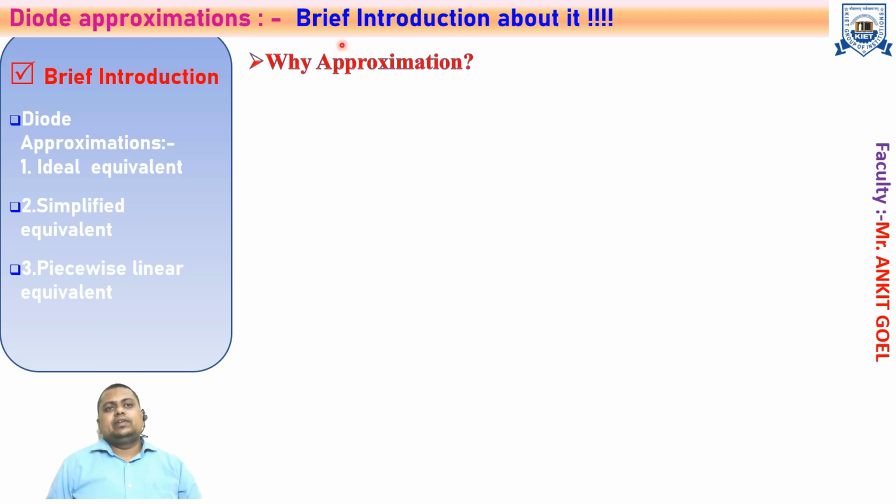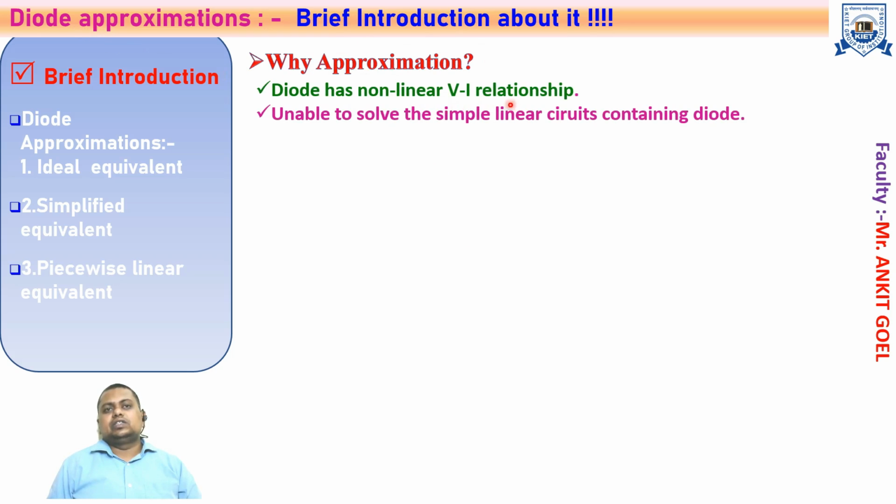So why do we need the approximation? Because the diode has a non-linear VI relationship. When we use linear elements in linear circuits, it is easy to find the voltage and current. They follow Ohm's law, right? But when we need to find the voltage and current across the diode, due to its non-linear relationship, it is not easy. So we need to approximate the behavior of the diode with some linear equivalent circuit.